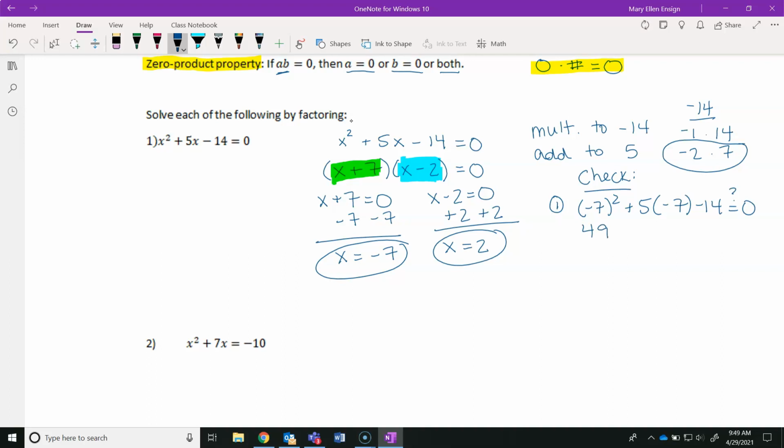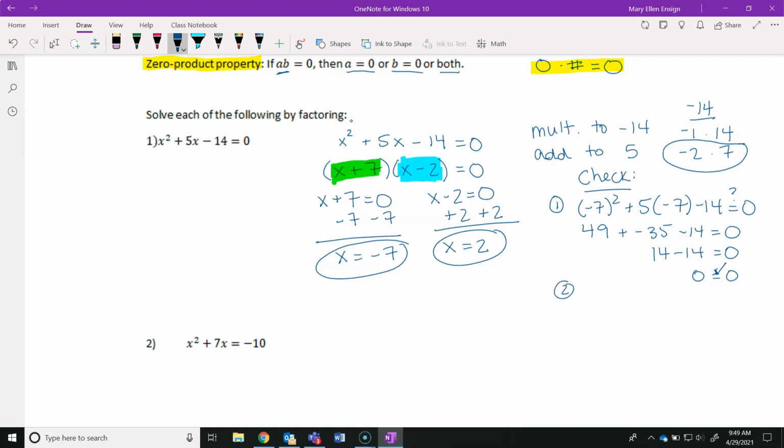So I have 49 plus negative 35 minus 14. 49 plus negative 35, or you could have written it as 49 minus 35, is going to be 14. 14 minus 14 is 0, so the two sides do equal, so they check.